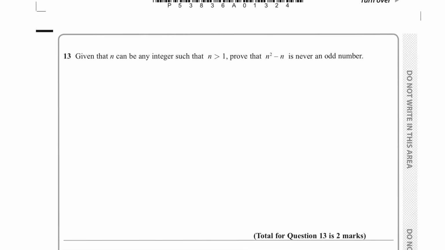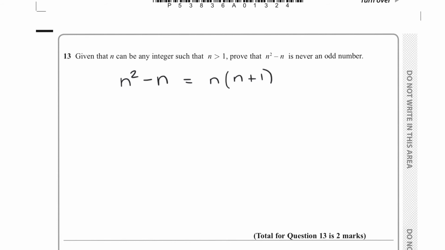The next question says, given that n can be an integer such that n is greater than 1, we need to prove that n squared minus n is never an odd number. Okay, so let's say we've got n squared minus n. We could factorize this, and that would leave us with n bracket n plus 1.